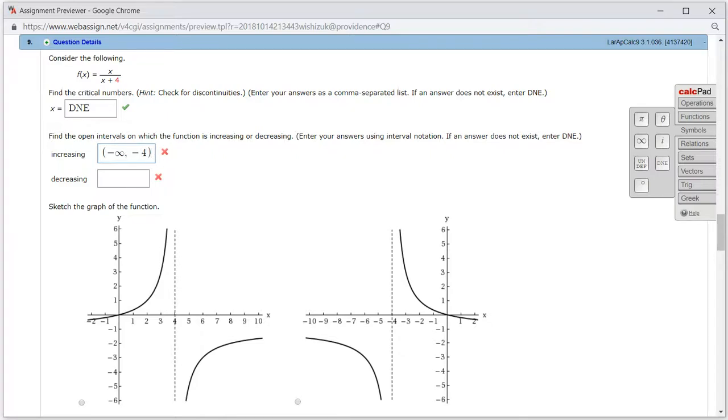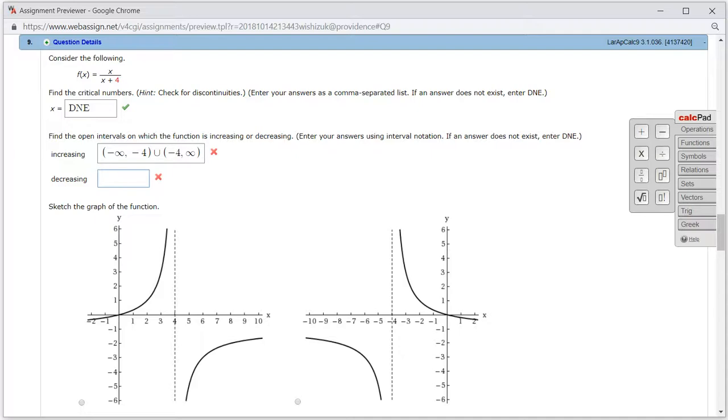Then we're going to skip that. I'm going to use the set symbol again to combine. So skip that because the function is not really defined there, and then go all the way to positive infinity. Decreasing: it's never decreasing, so I'm going to say does not exist.